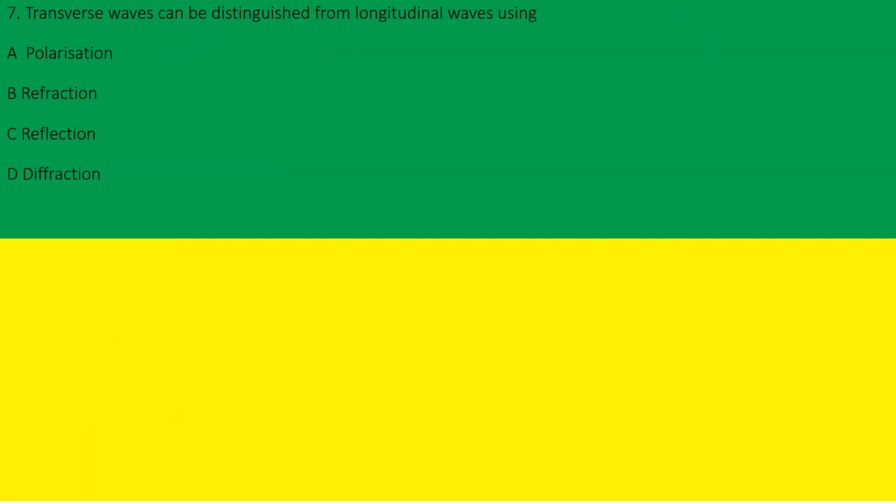Transverse waves can be distinguished from longitudinal waves using, of course, polarization, because every other form of wave, all of these properties, the waves can undergo, right? Refraction, reflection, diffraction, all waves can do that. But transverse waves can be plane polarized, longitudinal waves cannot.